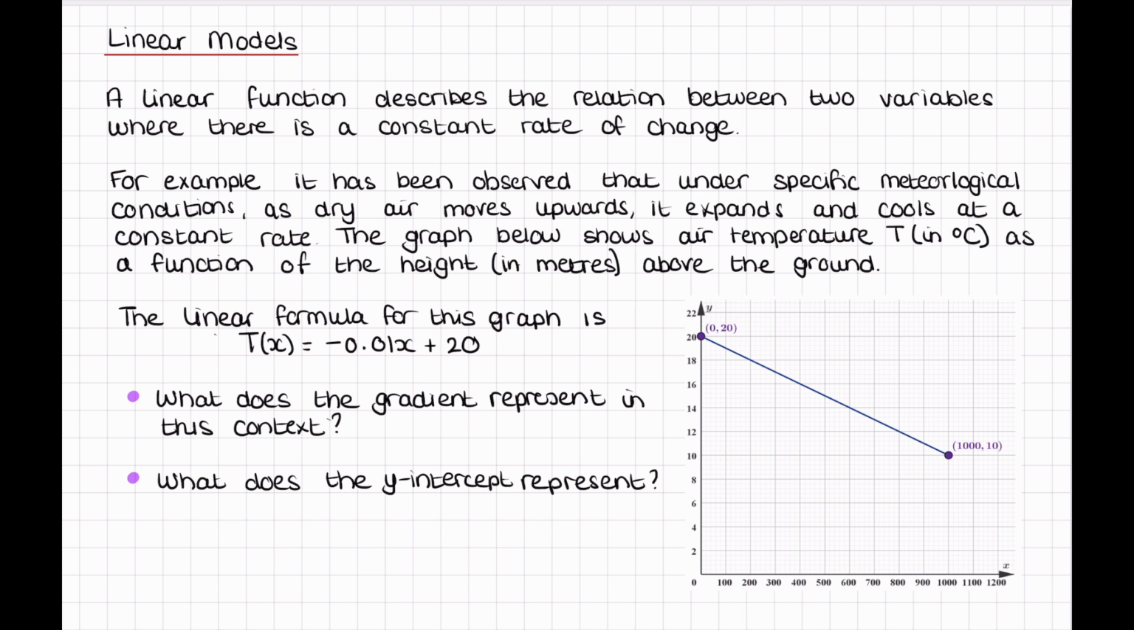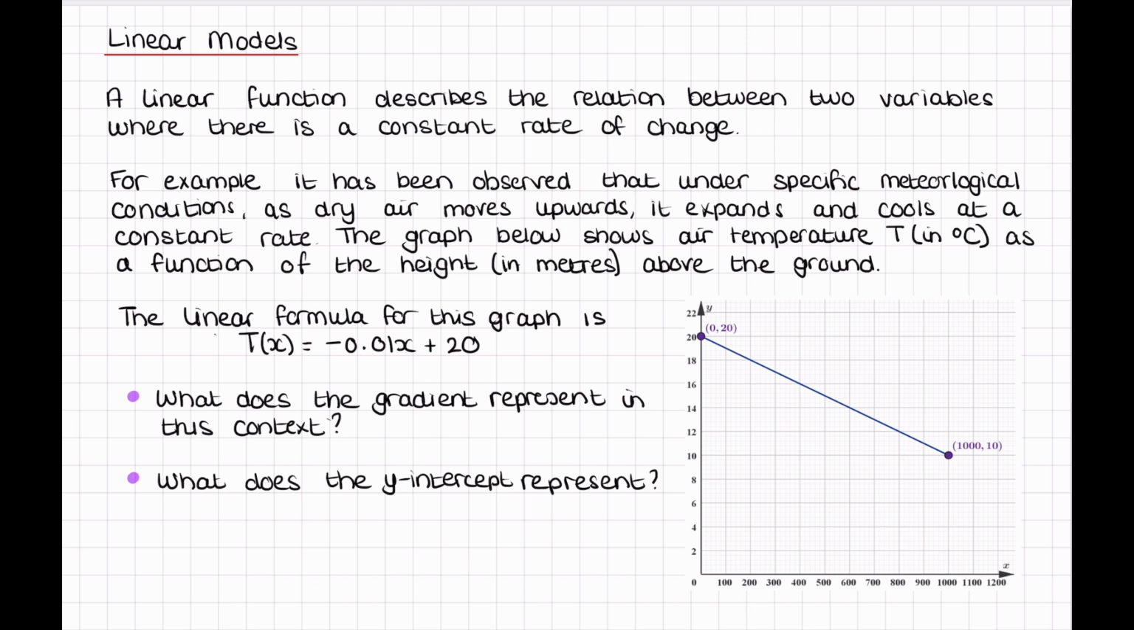It's been observed that under specific meteorological conditions, as dry air moves upwards, it expands and cools at a constant rate. The graph below shows the air temperature, capital T in degrees Celsius, as a function of the height in meters above the ground. The linear formula for this graph is the temperature equals negative 0.01x plus 20.